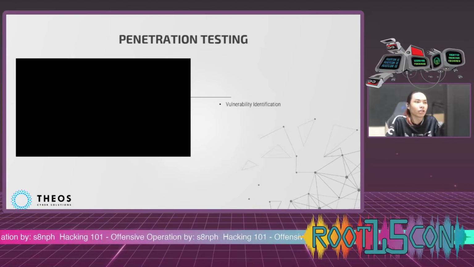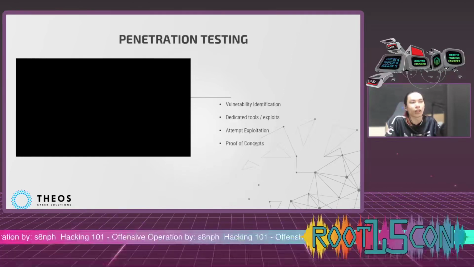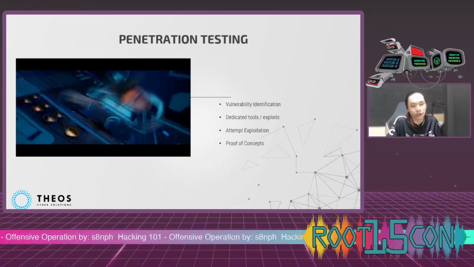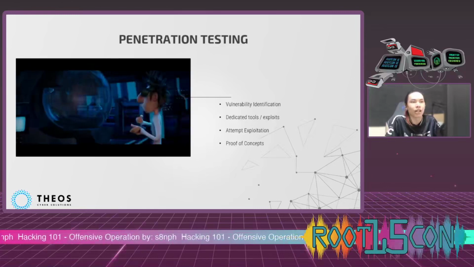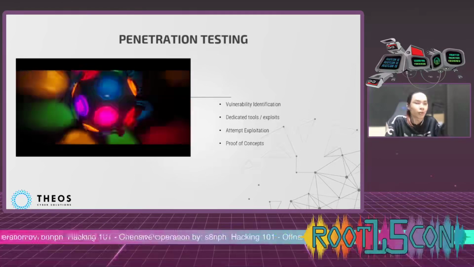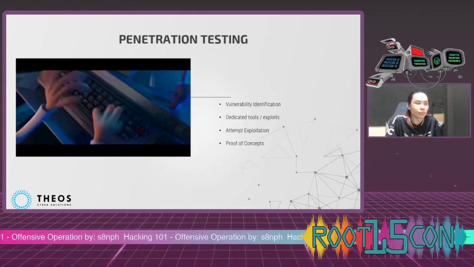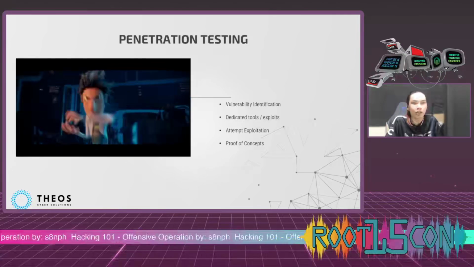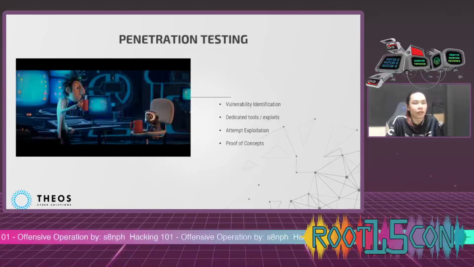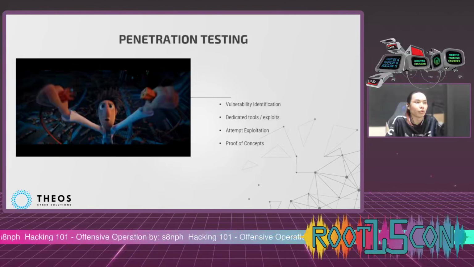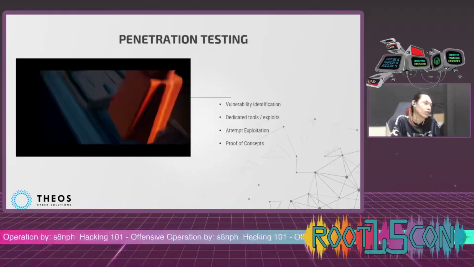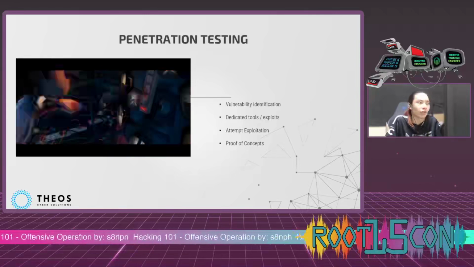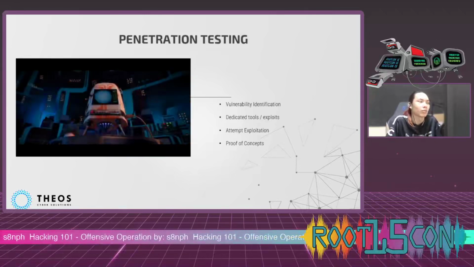Meanwhile, penetration testing has the same elements, but the difference is there are dedicated tools or exploits, and there is an attempt for exploitation. There are also proof of concepts that are generated to serve as evidence that the system has been compromised or is vulnerable to the vulnerability identified. It's proof that the hackers leveraged the vulnerability into gaining access to the machine.